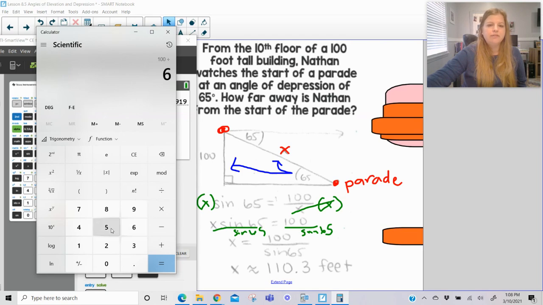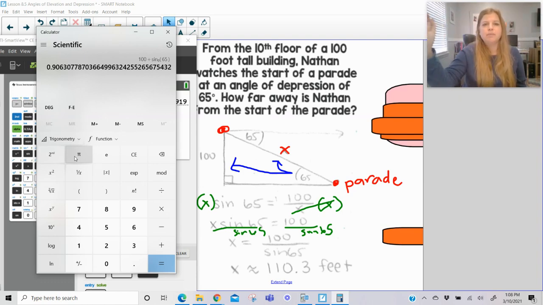If I'm in my calculator here, I have to do 100 divided by. Now type in 65, then click sine. And then, so you can see on the screen, that's how you type in 100 divided by sine 65. So 100 divided by, type in 65, then sine, but you're not done because that number on the screen is actually the sine of 65. Now we have to press enter, and then we get our answer of 110.3.